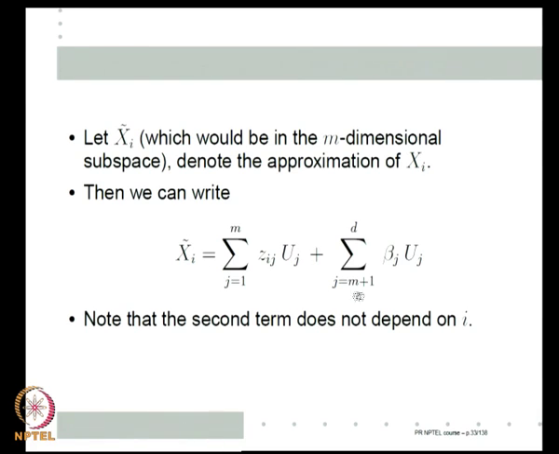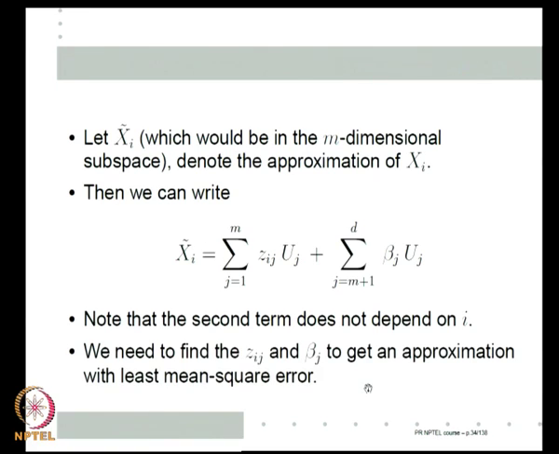The only reason for putting it like this is that essentially instead of just representing it in terms of these uj's, there might be a constant which when added might lower my mean square error. Of course, if I do not need it, the constant will turn out to be 0, that is when I optimize, but having a constant will help me to find a better approximation. Okay. So, what is the task now? We have to find zij and bj to get the approximation with the least mean square error. Of course, we have to also get uj.